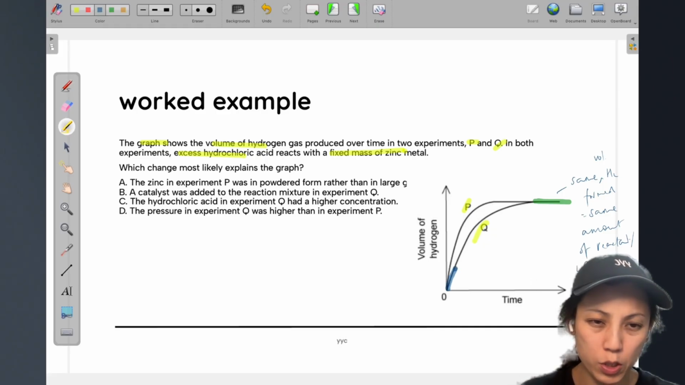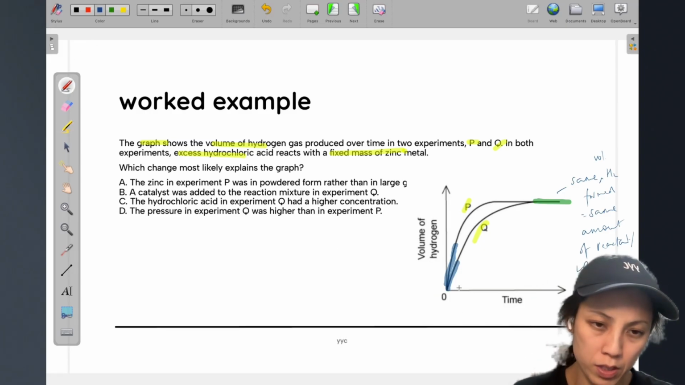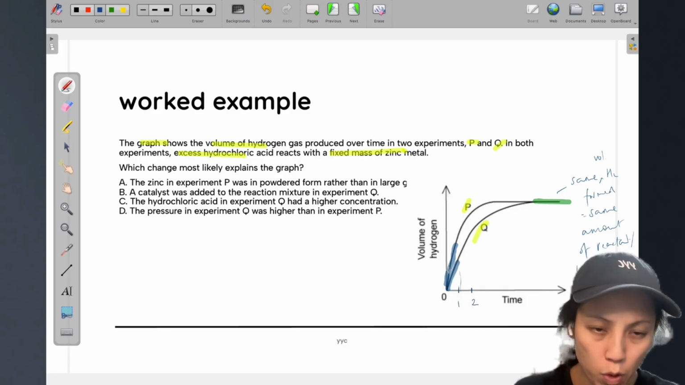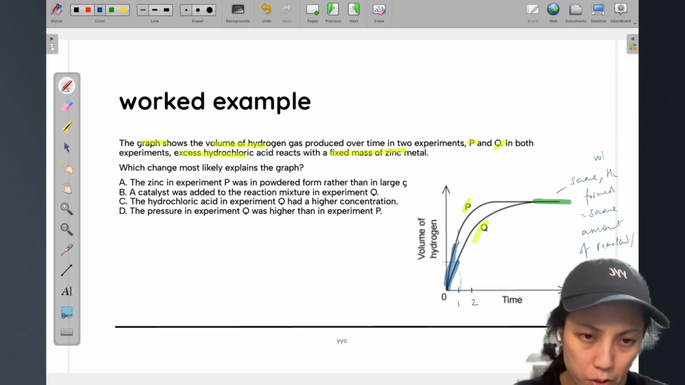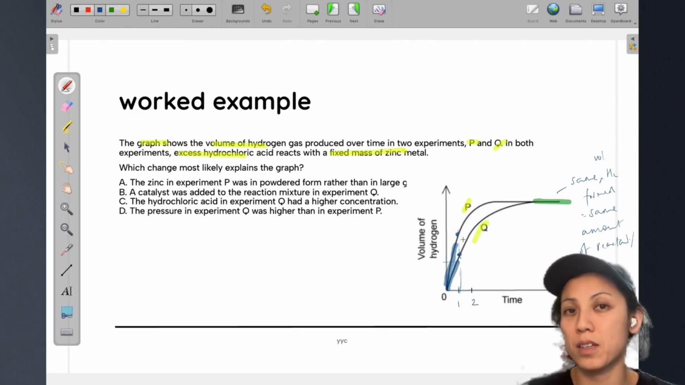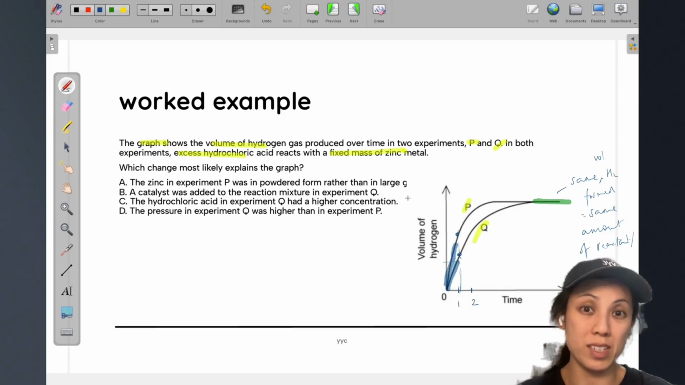Why is it that Q is much lower than P? What can you say? Let's compare the rate of reaction. Let's just take some random time points. Say that's 1 minute, and let's say that's 2 minutes, whatever. So in 1 minute, you can see that Q produces a smaller volume of hydrogen than P. What does that mean? That means that the rate of the reaction of P is actually higher.